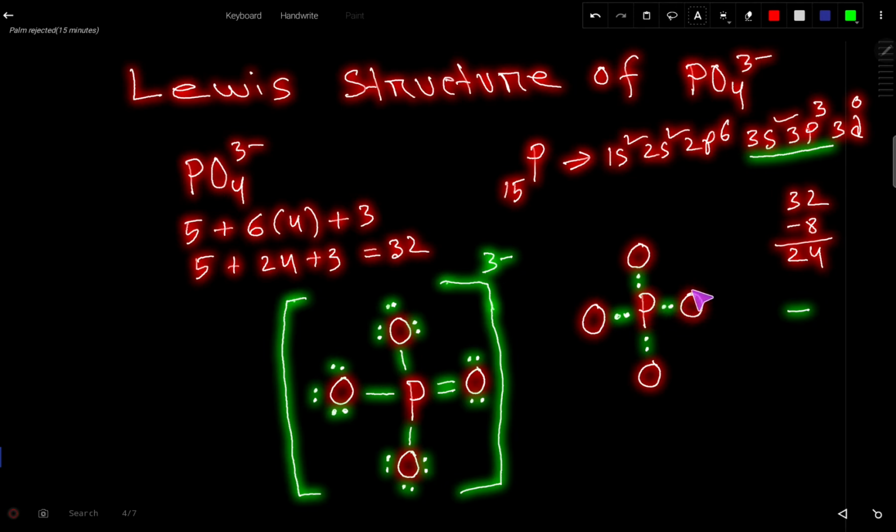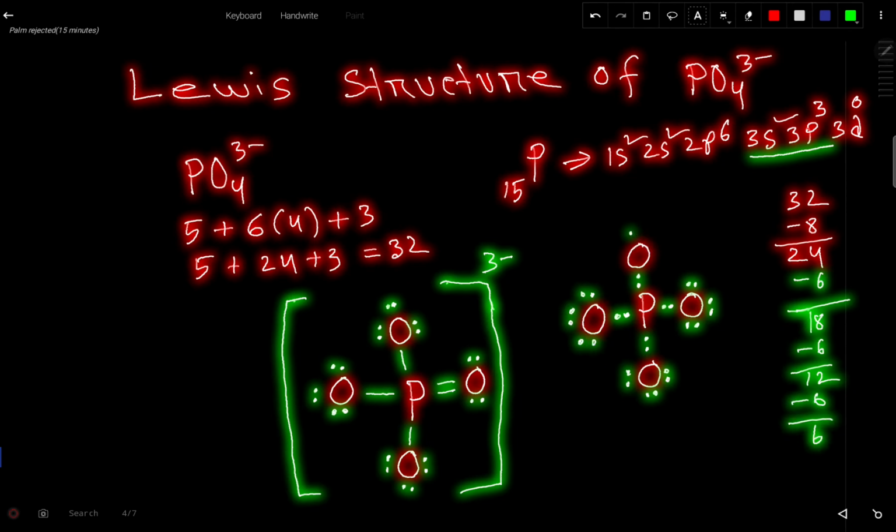So look, this oxygen has 2 valence electrons, but to satisfy the octet this oxygen needs 6 more valence electrons. So deduct 6, so you now have 18 valence electrons. This oxygen also will take 6, so now you have 12. This oxygen also will take 6, now you have 6. This oxygen also will take 6, so now you have 0 valence electrons, right?